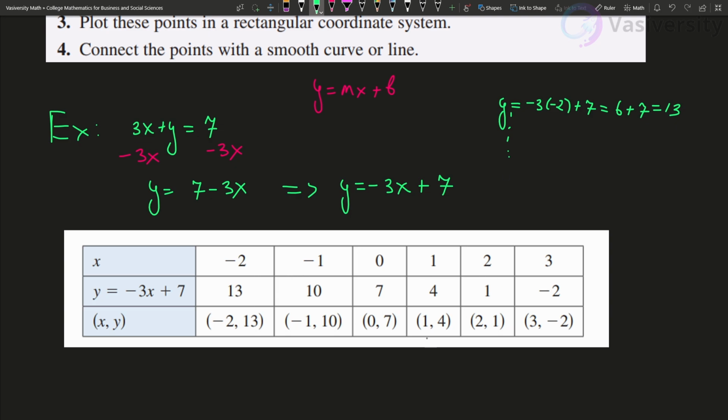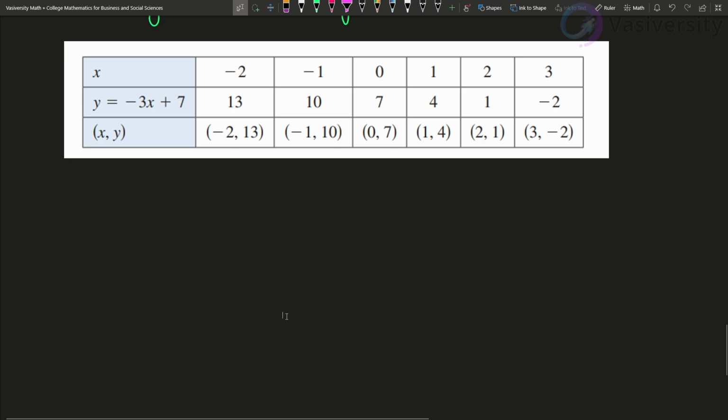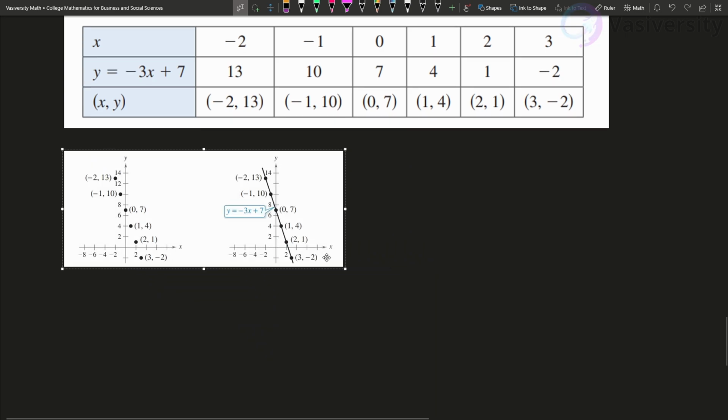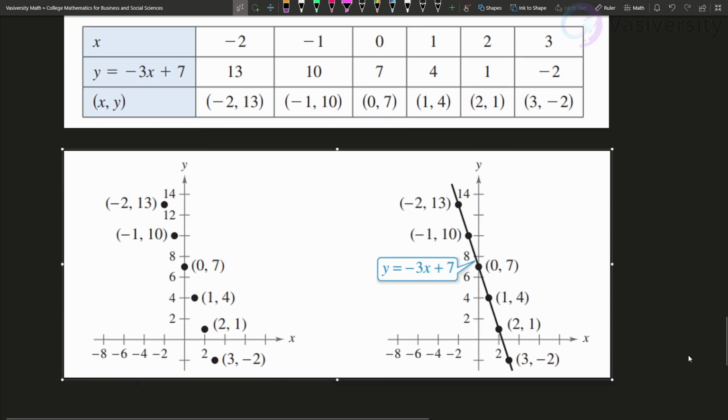We got the points. And now we would plot the points as we did in the Cartesian coordinates by having the x value and the y value. So first we would put the x, then we would move up or down, and essentially we would arrive at this graph right here. Okay, so there are all of the points plotted, all right, and then we would connect them as a line. But remember, we don't have to have so many points.